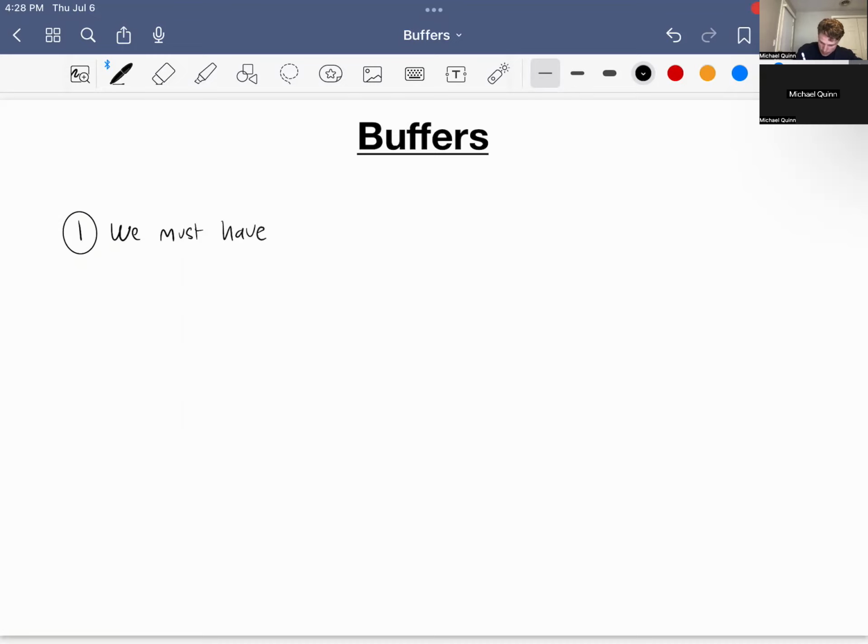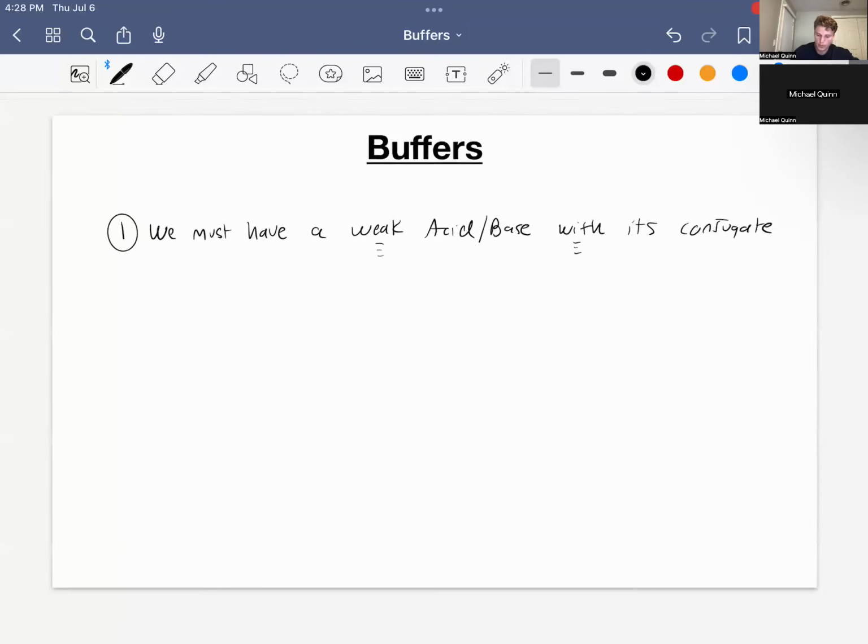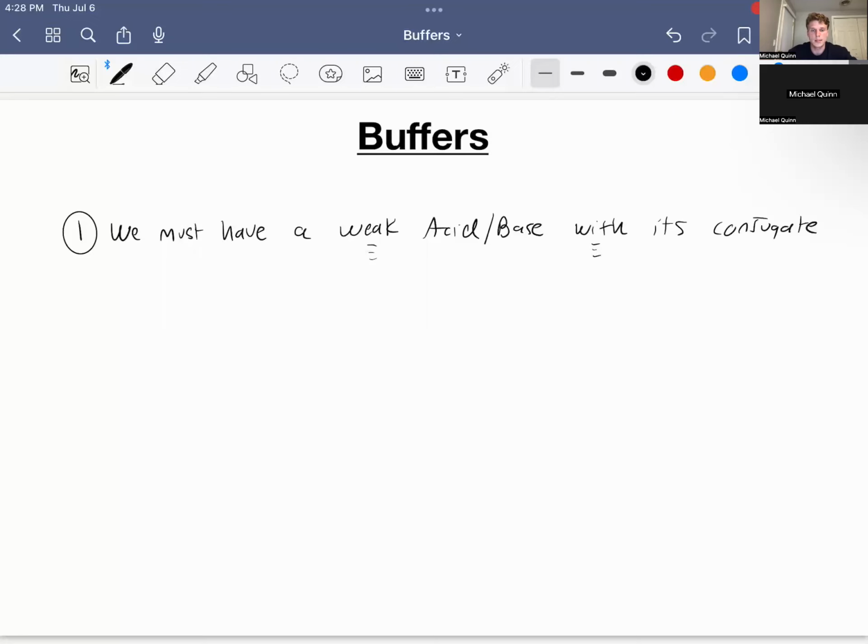have a weak acid or base with its conjugate. So the first requirement says we need to have a weak acid or a weak base, and along with it, we need to have its conjugate pair.